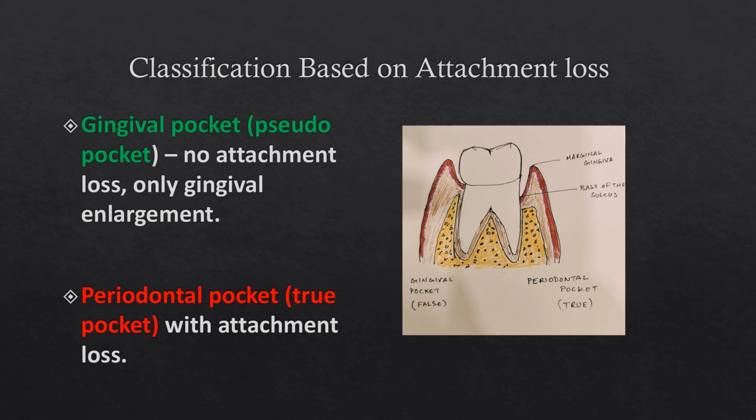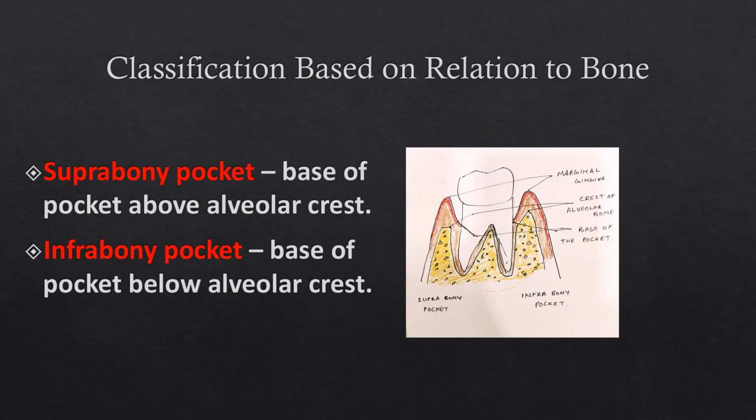Classification based on attachment loss. Gingival pocket, which is also known as pseudo pocket or false pocket, wherein there is no attachment loss. It is only gingival enlargement which is present, which will deepen the gingival sulcus. Whereas periodontal pocket is true pocket, wherein we have an attachment loss.